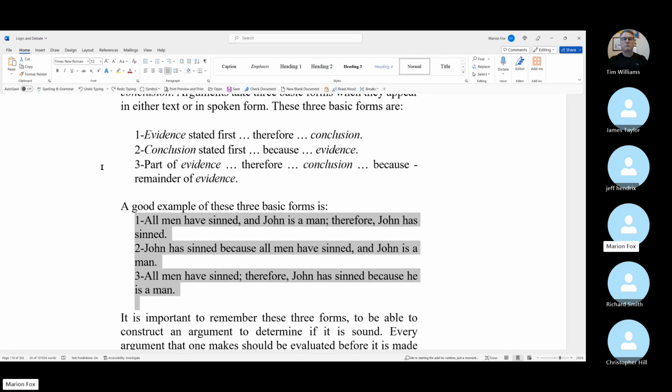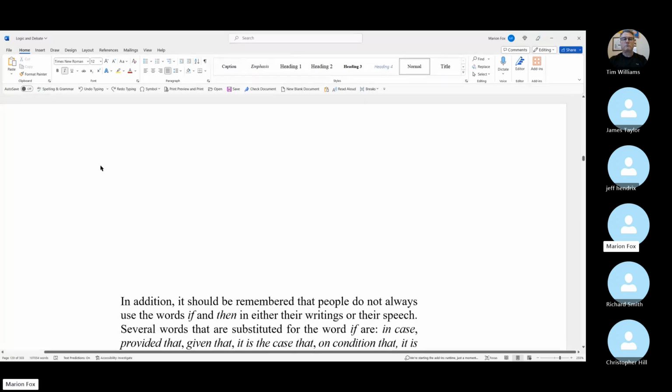The conclusion has your major and minor terms. And so you have those two parts, and your middle term then is what's left. Okay, so we'll come into this a little more fully. It's important to remember these three forms to be able to construct an argument and determine if it's sound.